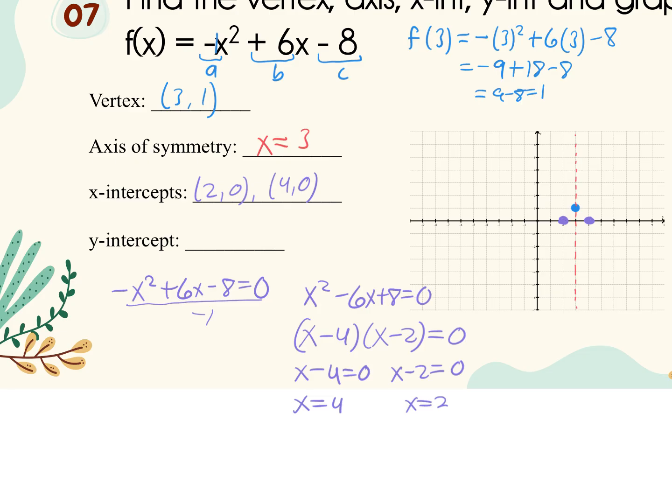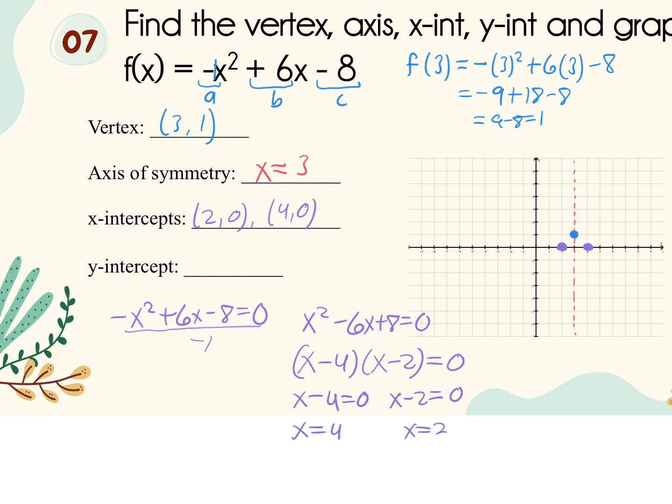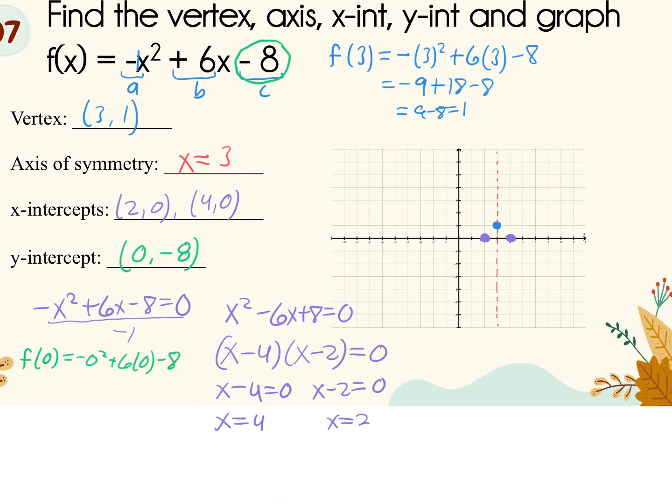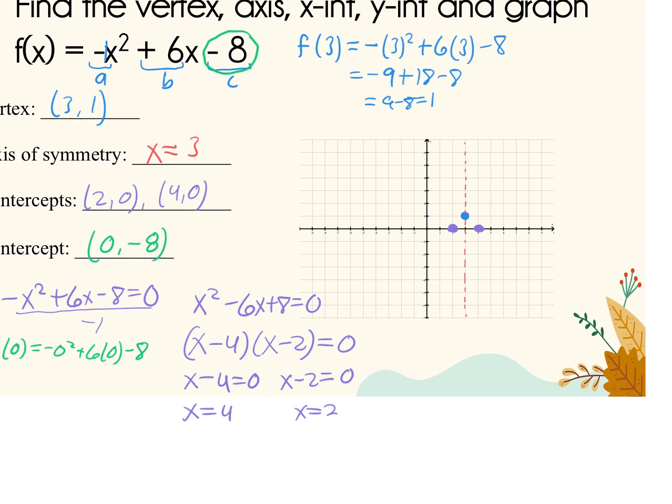find. I need to find the y-intercept. You could plug in 0, right? So I could find f of 0, and that's going to get us a negative 0 squared plus 6 times 0 minus 8. But once again, you can also just look at your c value, right? Your c value here is negative 8, so I know my y-intercept is going to be at 0 comma negative 8. All right, and then we plot that point. It's going to be a little bit off our graph right there.